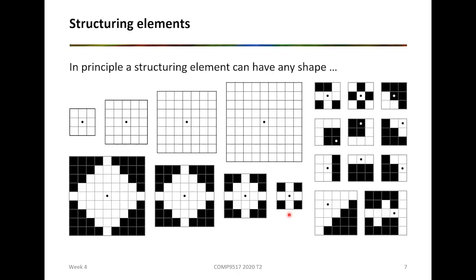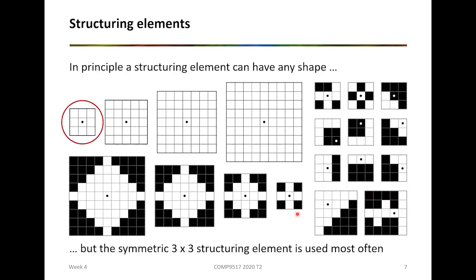And here are many other possible structuring elements shown. I have no idea why you would use these. Usually we limit ourselves to the symmetric 3 by 3 structuring element that I've used so far. I'm just showing this to make you aware that this is not the only possible structuring element. There are many other possible structuring elements that you could use for specific applications.